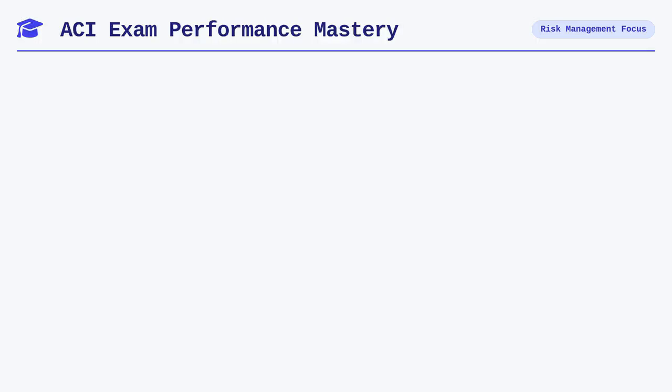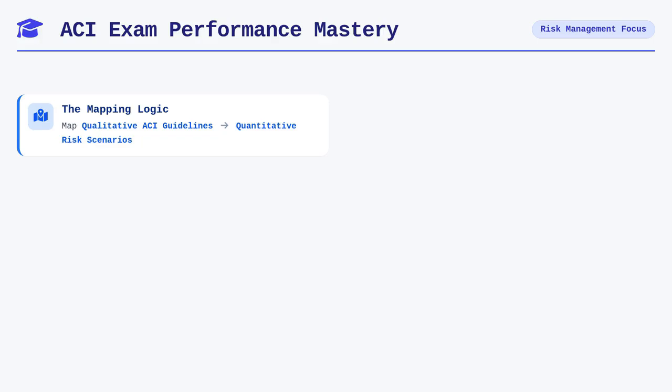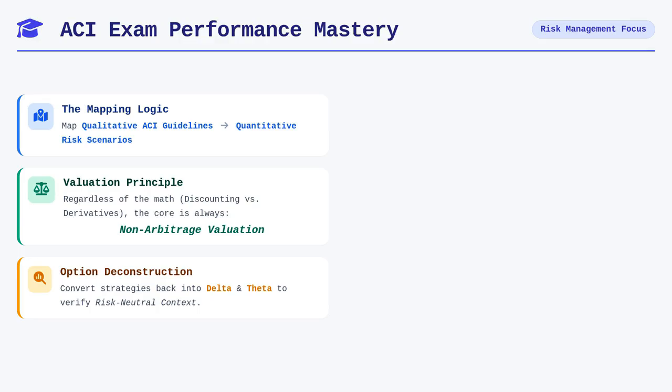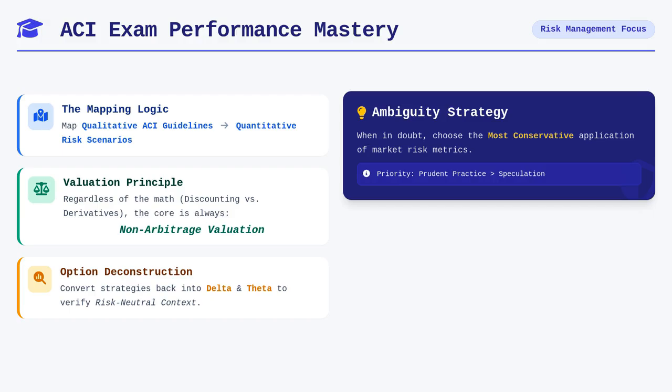Effective exam performance relies on your ability to map qualitative ACI Model Code guidelines to quantitative risk management scenarios. The exam frequently tests your understanding of counterparty risk by asking how specific liquidity operations or repo margins should be applied under changing market conditions. Remember that while the math may change between simple discounting and derivative pricing, the underlying principle of non-arbitrage valuation remains constant. When you look at an option strategy, convert the terminology back into its delta or theta components to see if the exposure makes sense in a risk-neutral context.